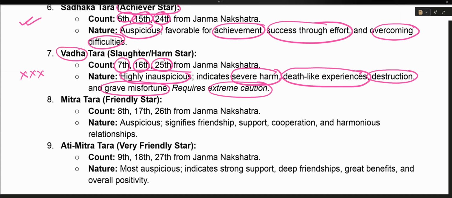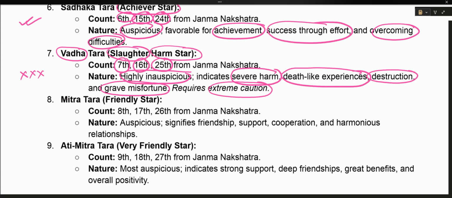Baddha here means the slaughter or harmful star. So it is the highly harmful star. You need not start any work or any business or any auspicious event in your life in this Paddhati. This will give you very high misfortune, or grave misfortune.